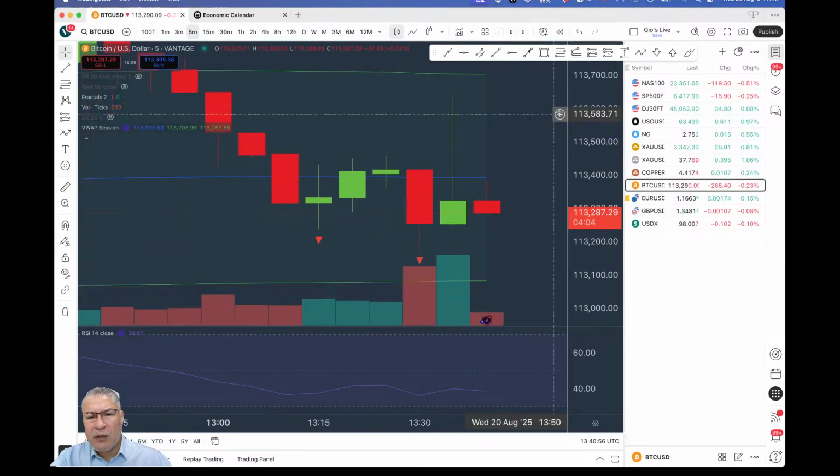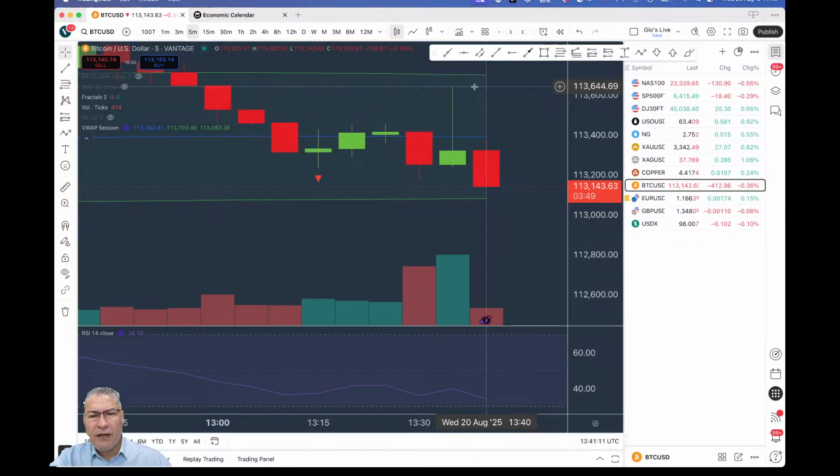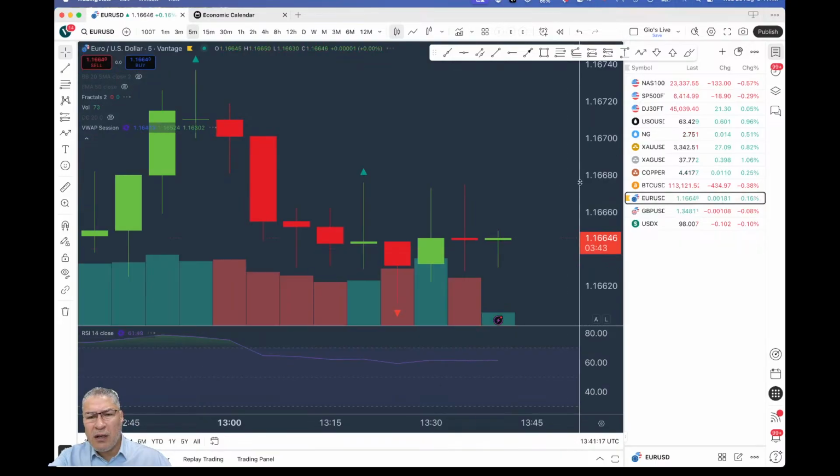Take a look at the Bitcoin. Bitcoin, strong move to the upside. I mean, that's a pretty long wick. Okay. So is this going to be a continuation to the downside, because it didn't finish what it was looking to do? So 113 would be that target if you enter short.